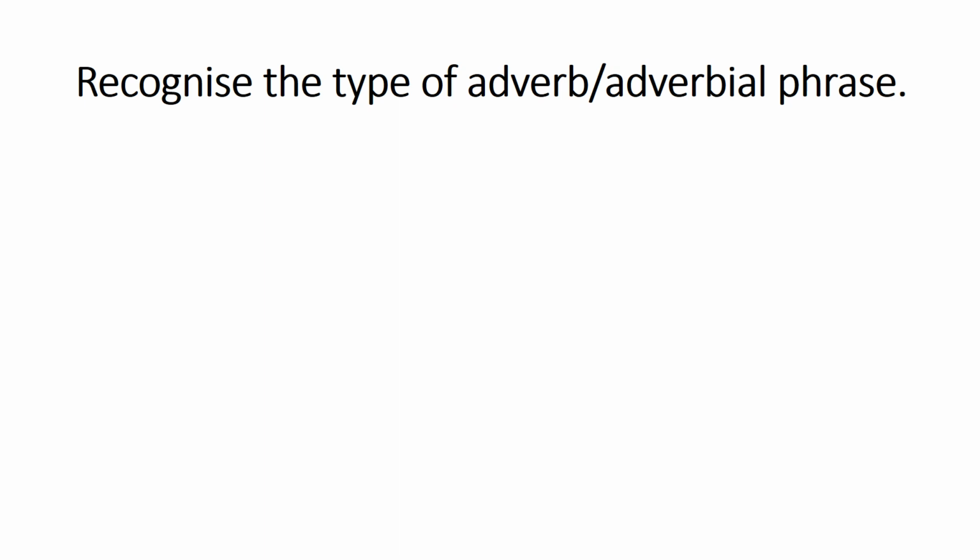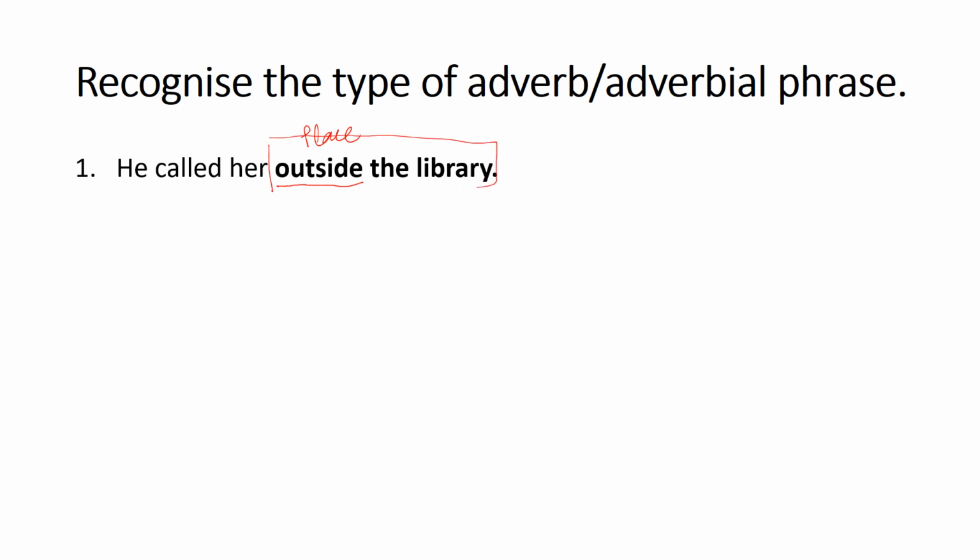As I told you earlier, an adverb or adverbial phrase can be an adverbial phrase of time, place, manner, frequency, degree, etc. So let's recognize the type of adverb or adverbial phrase in the following sentences. Sentence number one: he called her outside the library. So what's your opinion? Outside is an adverb of place. So that's the reason why outside the library is an adverbial phrase of place, right?